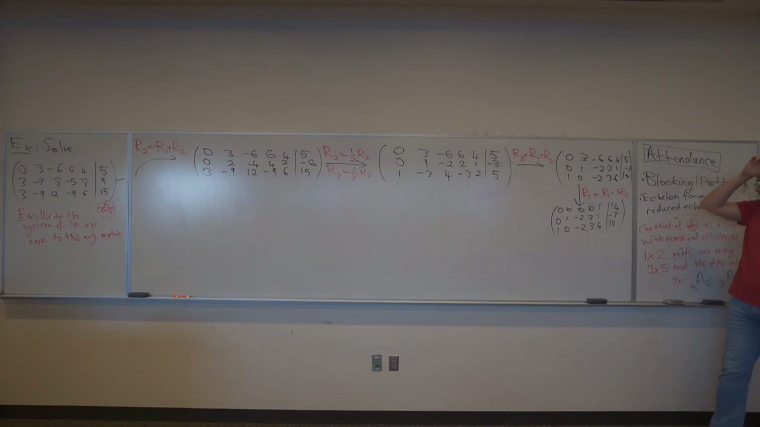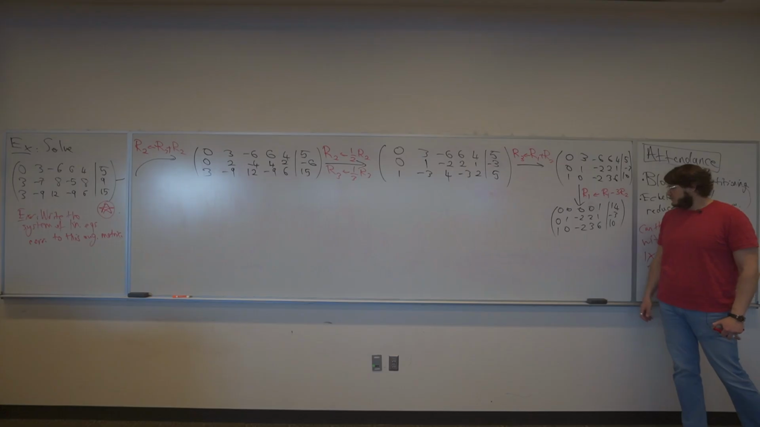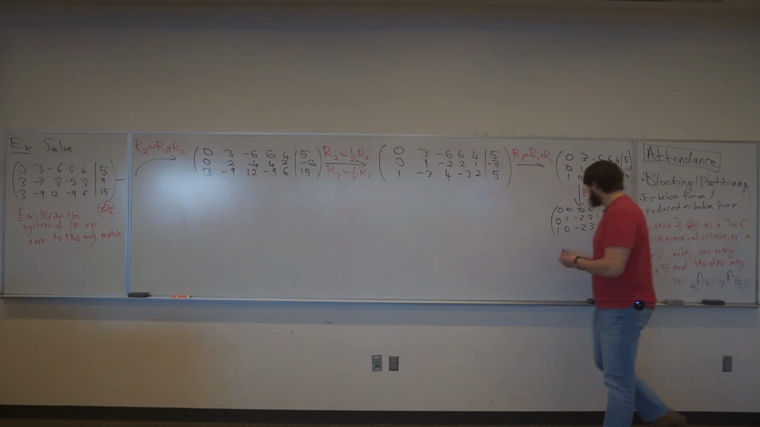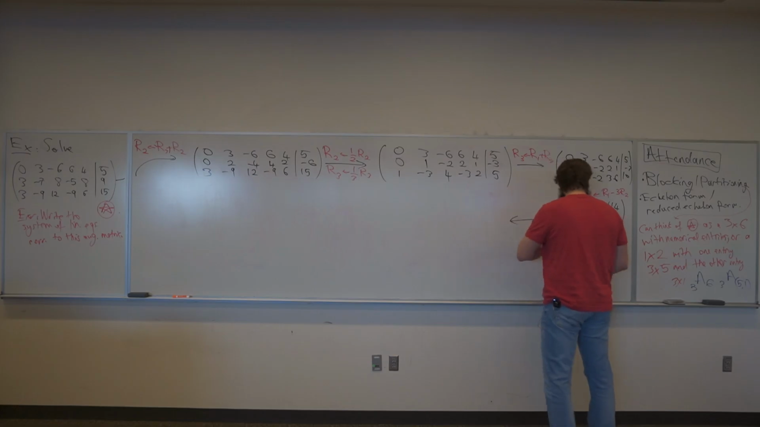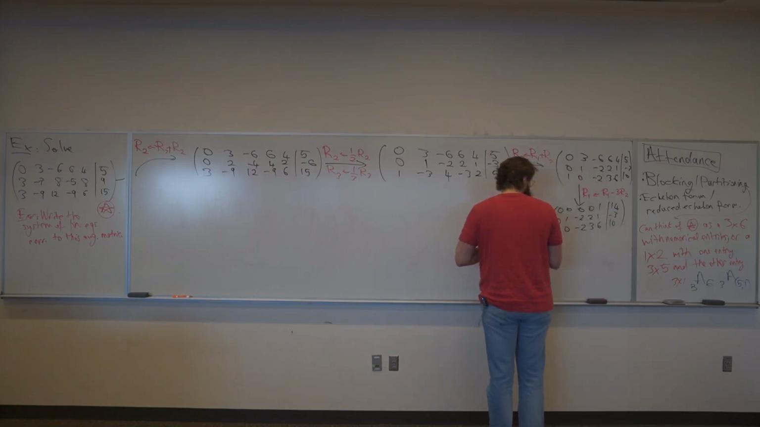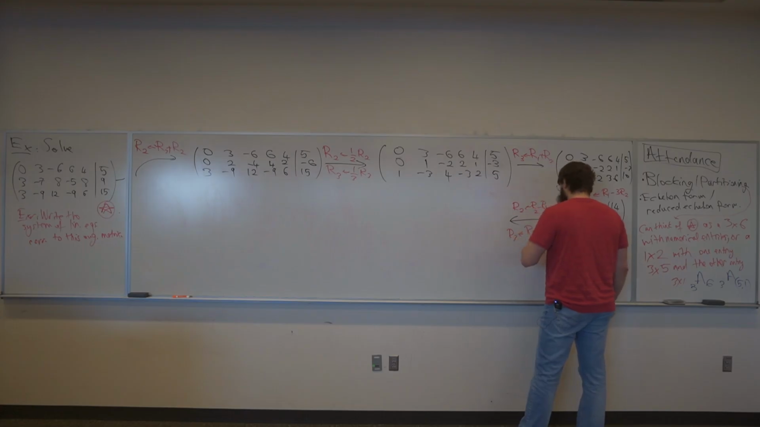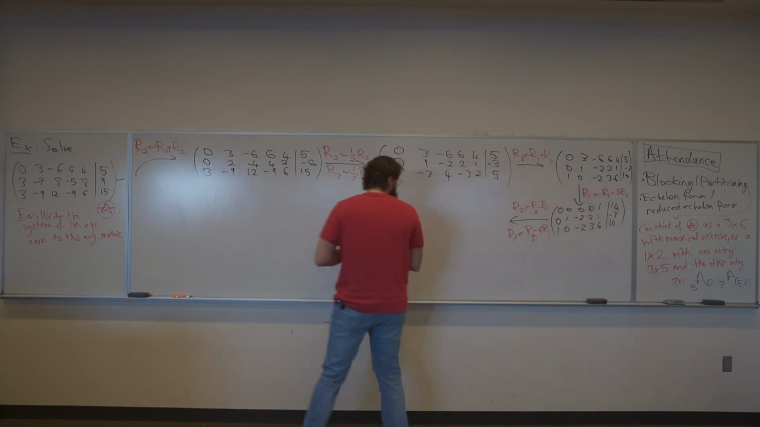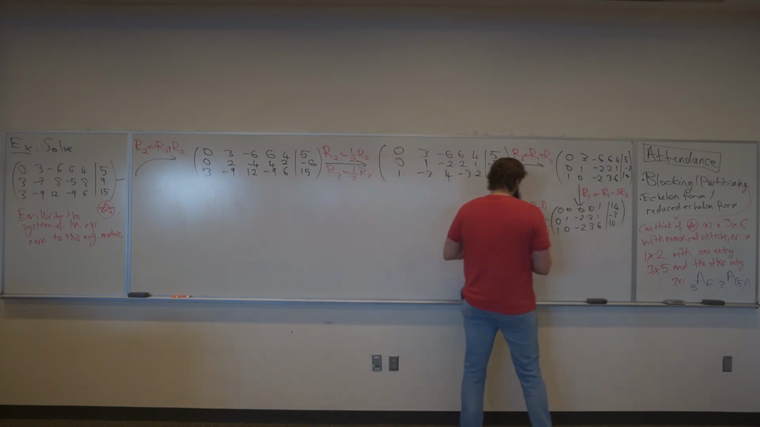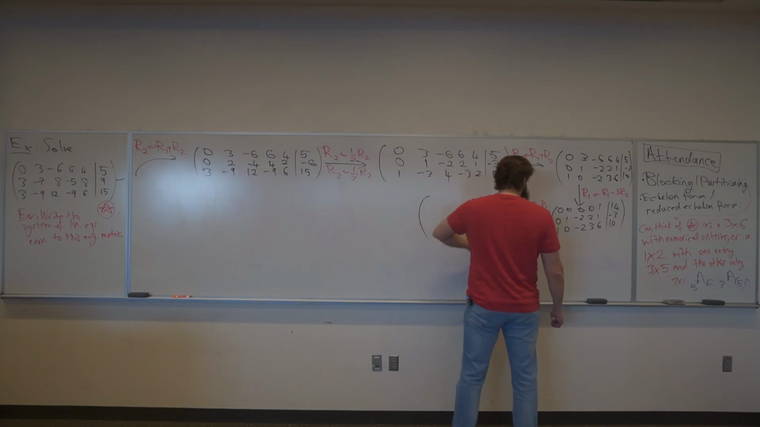What else can we do? Well, I can use this guy to get rid of these two. Let's do that too, perhaps, to simplify it further. So R2 replaced by R2 minus R1, and then R3 replaced by R3 minus 6R1. That's what I want to do. Which leaves me with this.